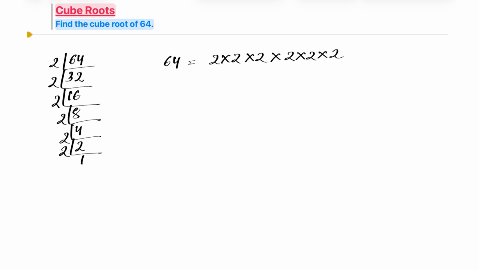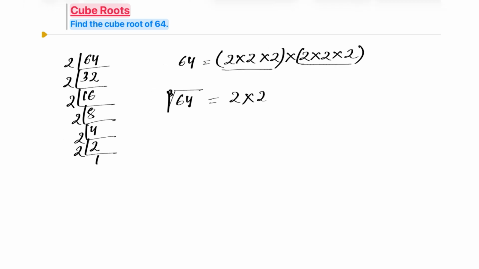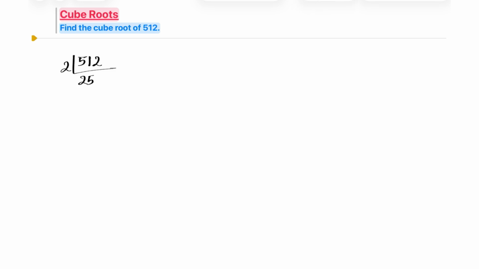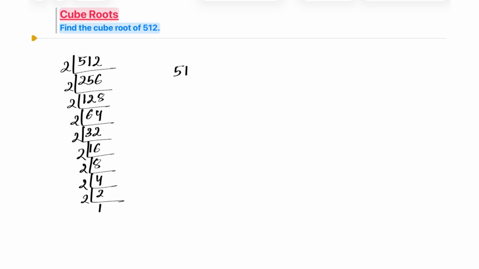Next, we will group the prime factors into triplets. Here, the cube root of 64 is 2 into 2, that is equal to 4. Next, we will find the cube root of 512. And the prime factorization of 512 is 2 into 2 into 2 into 2 into 2 into 2 into 2 into 2 into 2.